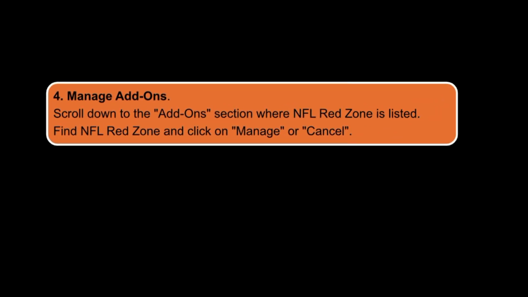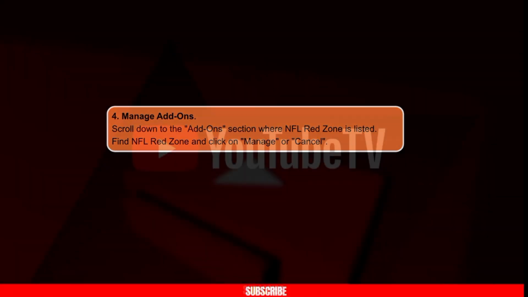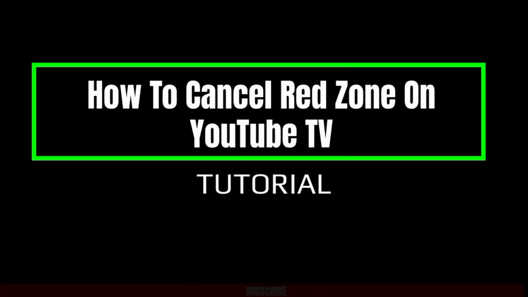Scroll down to the Add-ons section where NFL Red Zone is listed. Find NFL Red Zone and click on Manage or Cancel. Now you will have done the process of cancelling Red Zone on YouTube TV.